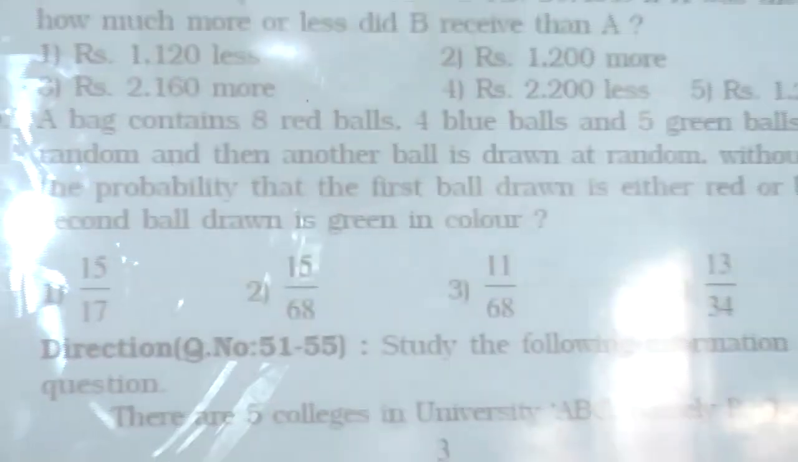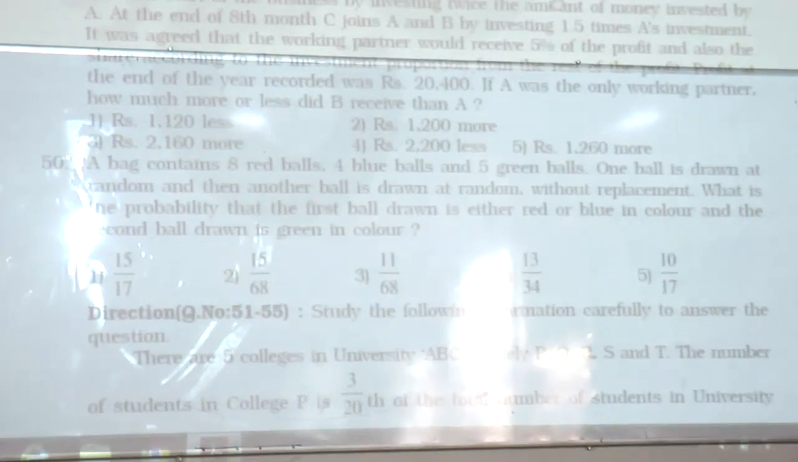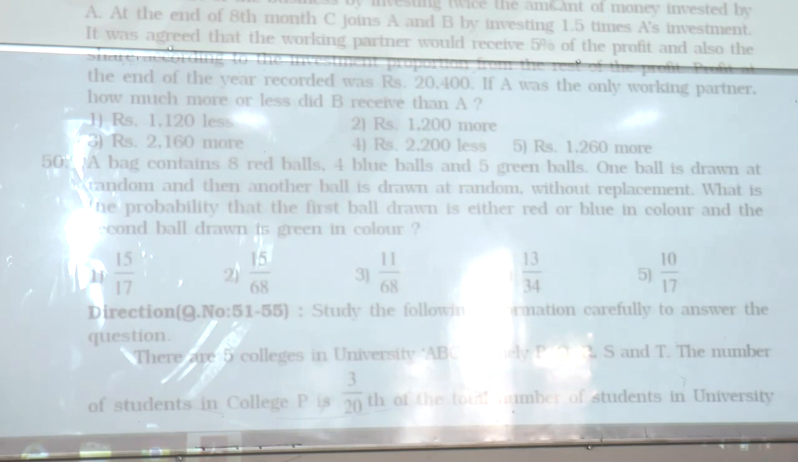50. A bag contains 8 red balls, 4 blue balls and 5 green balls. Total 17 balls. One ball is drawn at random and another ball is drawn at random without replacement. What is the probability that the first ball drawn is either red or blue? So out of 17 balls, the first ball should be red or blue.